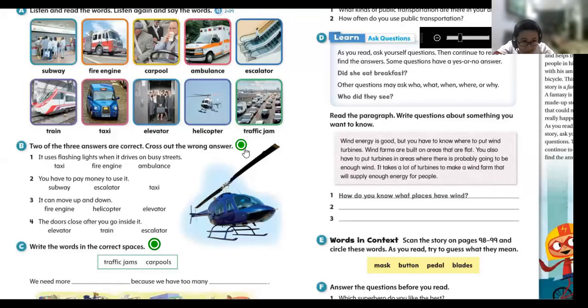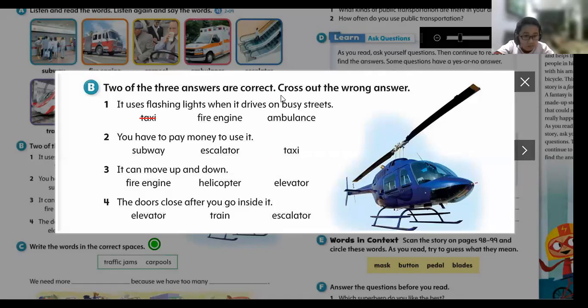Now here, 2 of the 3 answers are correct, and I want you to cross out the wrong answers. Just like here, it uses flashing lights when it drives on busy streets. So fire engine, ambulance, so taxi. Taxi is the wrong answer, because flashing lights look like an emergency. Next, you pay money to use it, not escalator. It can move up and down, not fire engine.